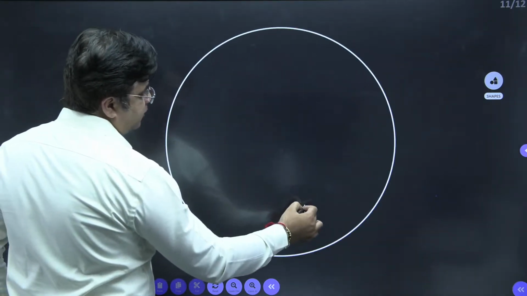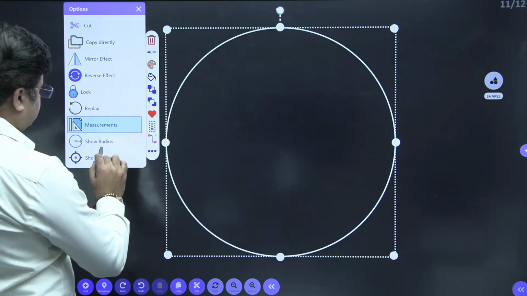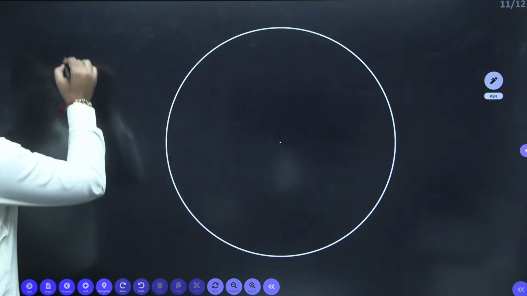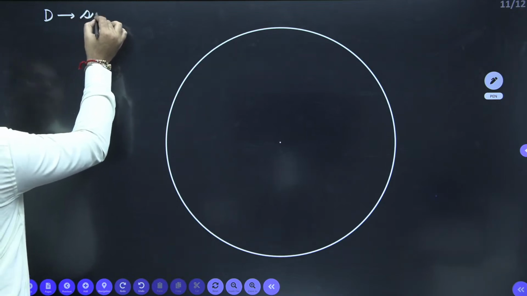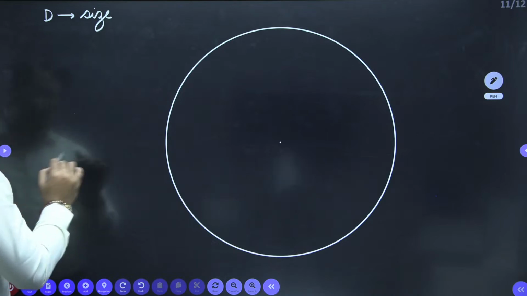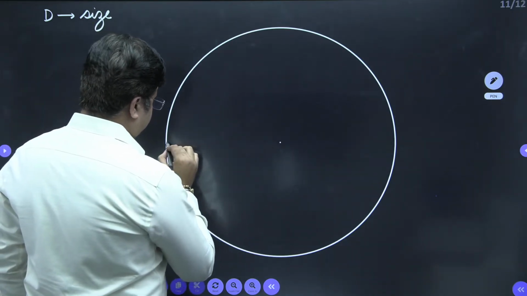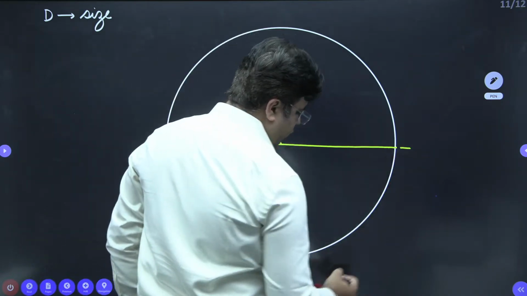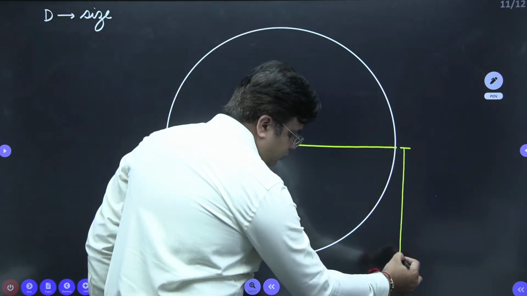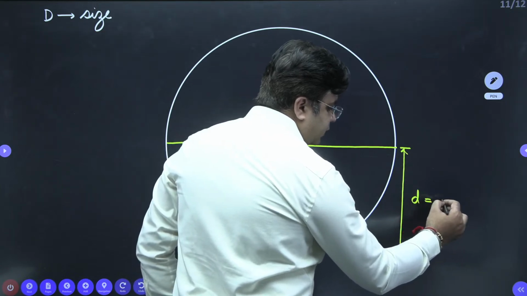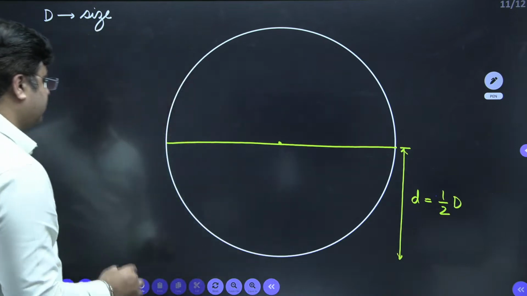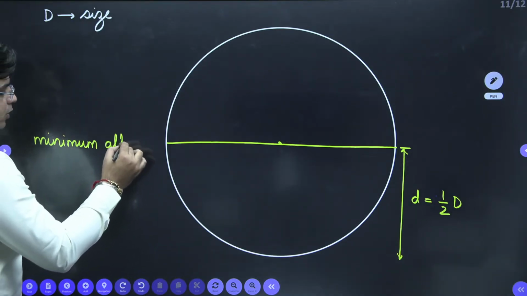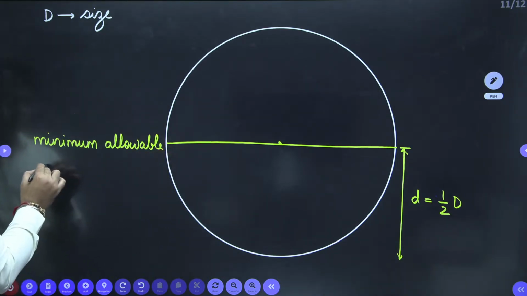So this is my sewer, right? The size of the sewer is capital D. Now for this sewer, the minimum allowable depth is this, and this depth of flow is half of D. And this is known as minimum allowable depth of flow.